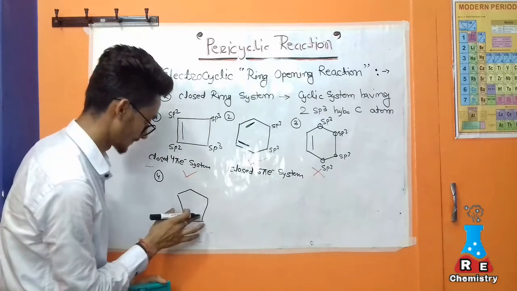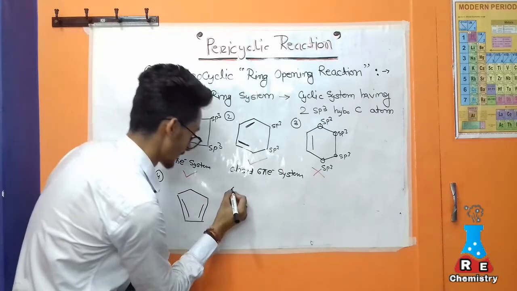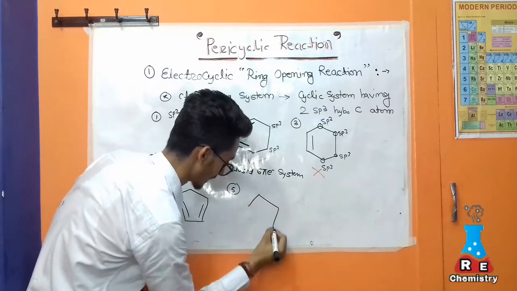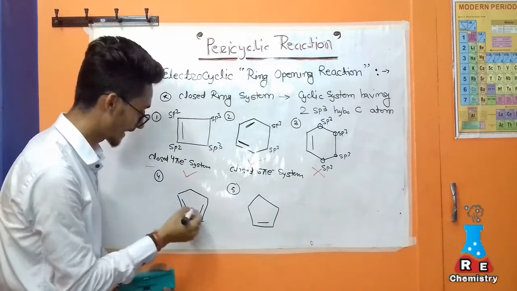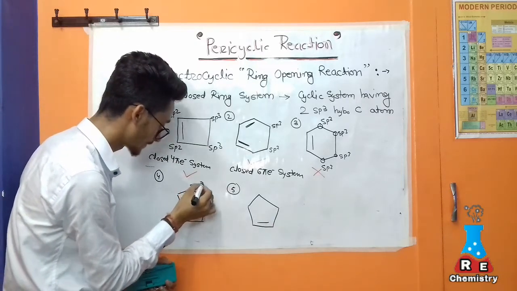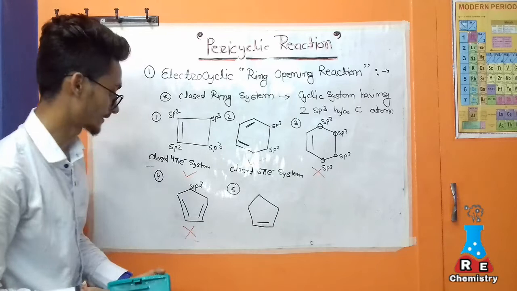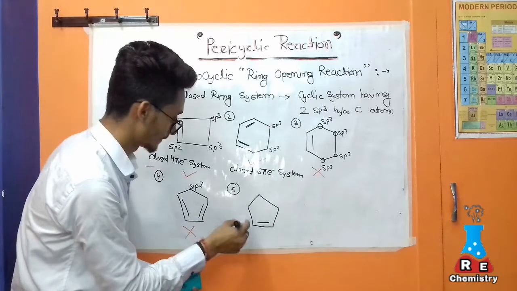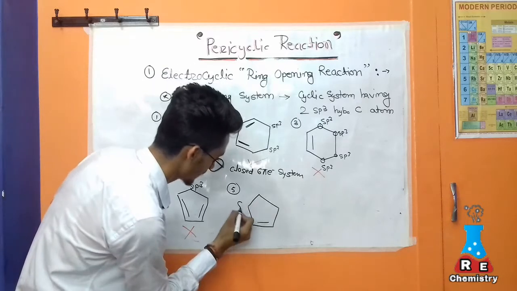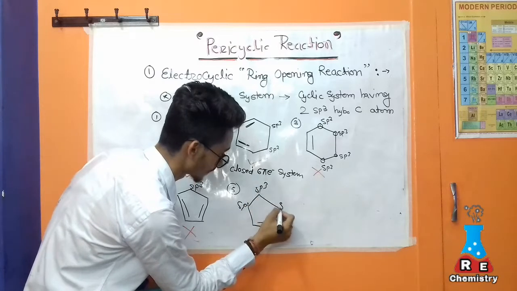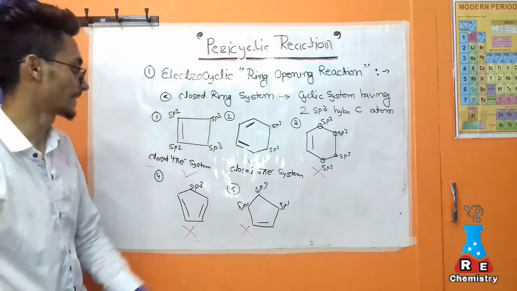The next examples are cyclopentadiene and cyclopentene. Cyclopentadiene has one sp3 hybridized carbon atom, so it is not an example of a closed ring system. Cyclopentene has 3 sp3 hybridized carbon atoms, so it also is not an example of a closed ring system.